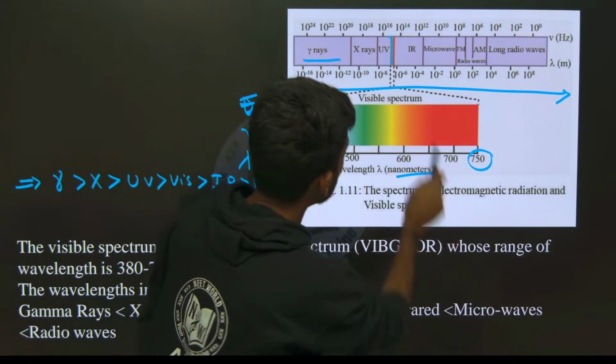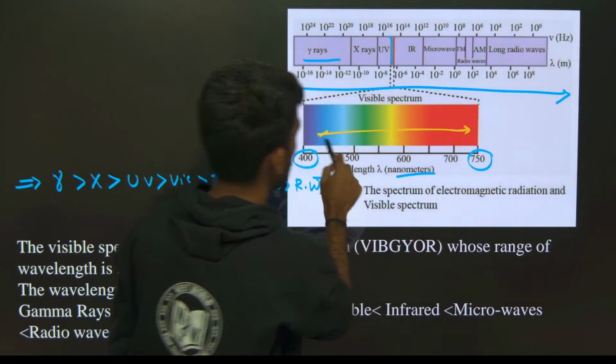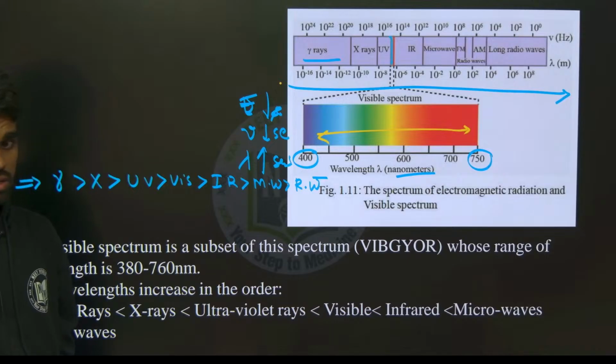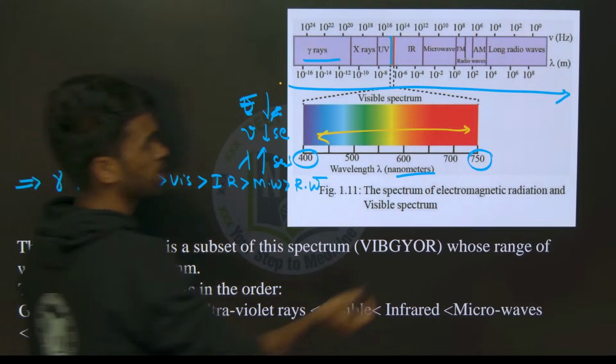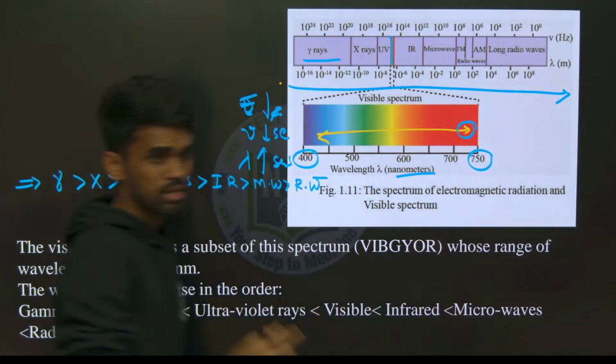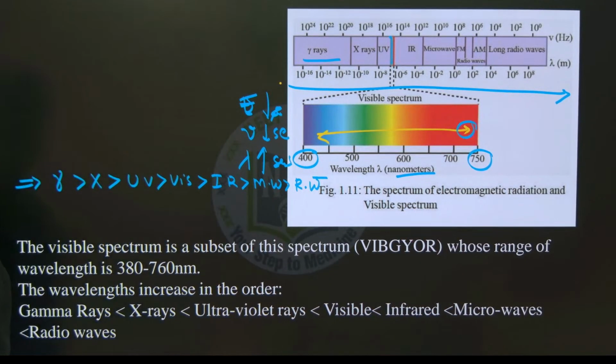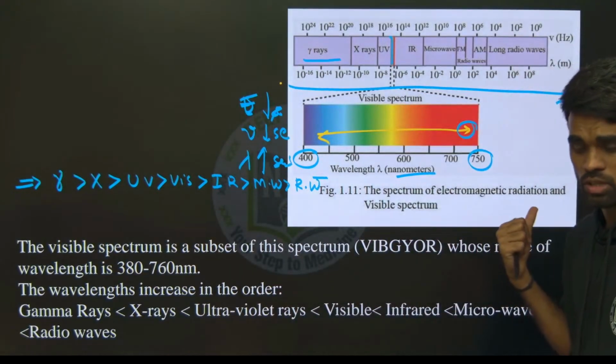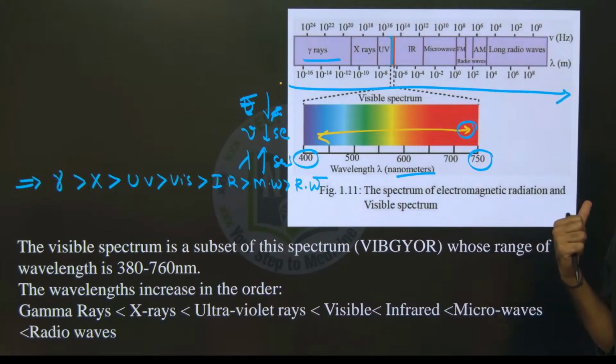And what about this visible range, the VIBGYOR colors? Which is having higher frequency? Violet. Higher wavelength? Red. So that's why for signal purposes what will they use? Red, because of less deflection and better visibility. Red has longer wavelength, so it is used for indicating danger signals and the like.